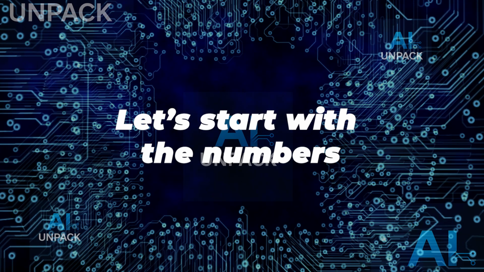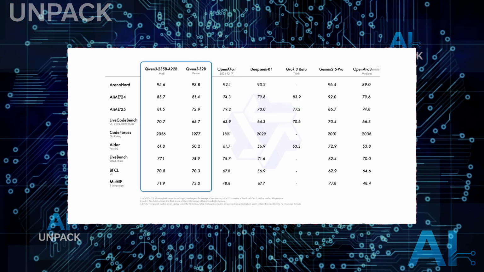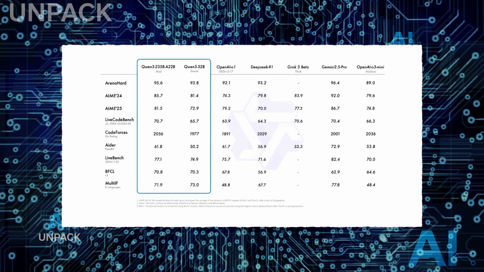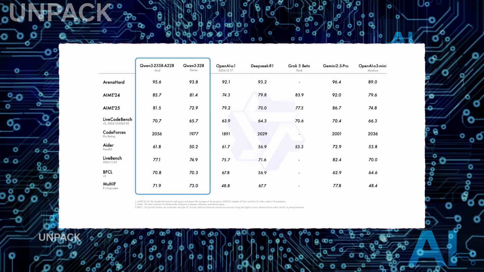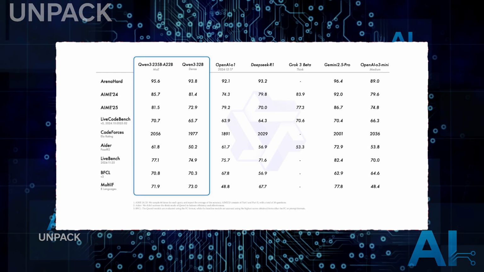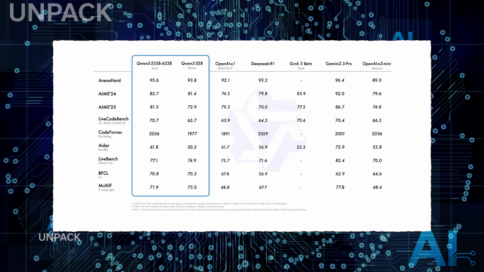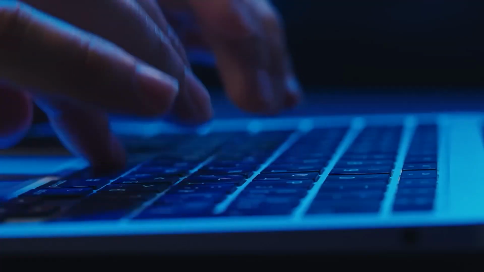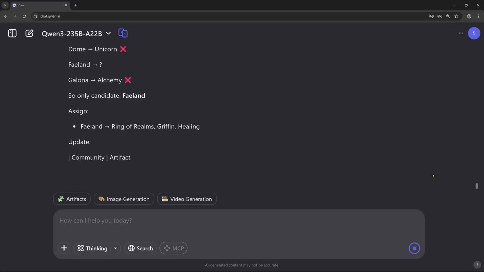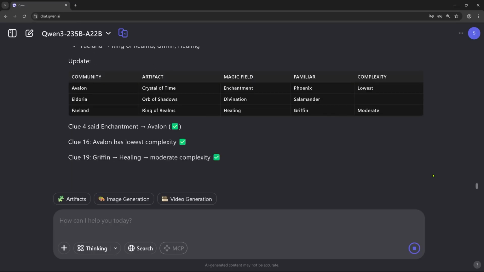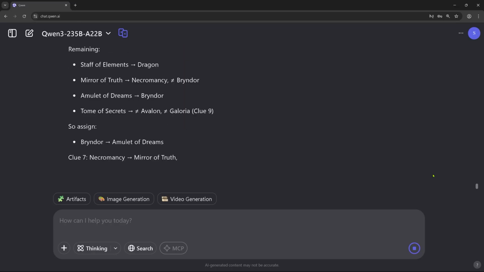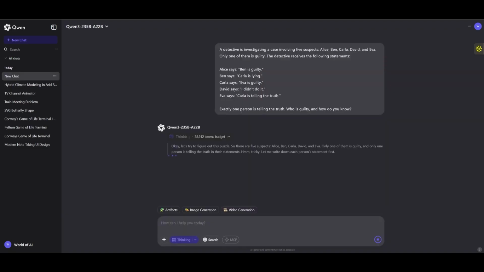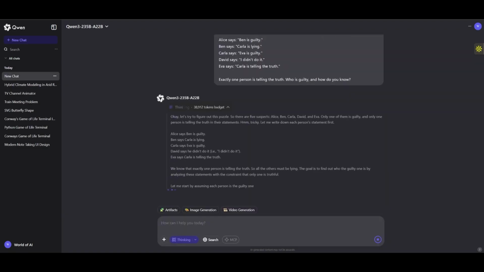Let's start with the numbers. Alibaba's flagship 235B parameter mixture of experts model beat OpenAI's GPT-403 Mini and Google's Gemini 2.5 Pro on critical fronts, especially in logical problem-solving, mathematics, and software tasks. On IME Math and BFCL reasoning suites, it scored top-tier marks, landing in the same performance bracket as Grok 3, yet available publicly and open source.